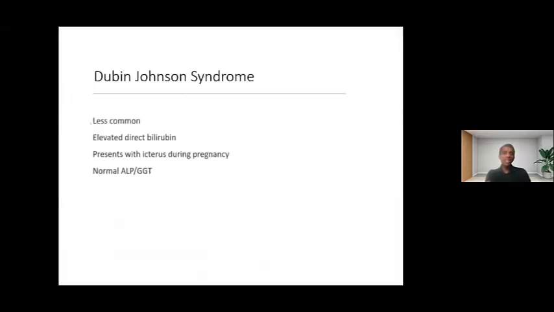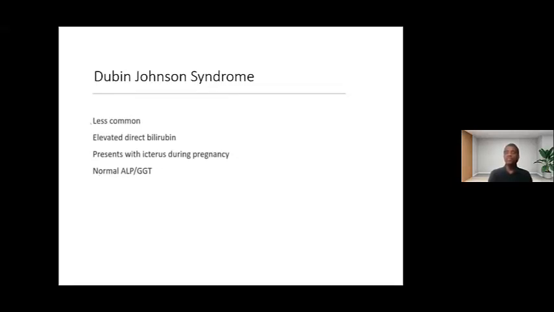So this is a direct hyperbilirubinemia, Dubin-Johnson syndrome. It's not very common, and there's elevated direct hyperbilirubin, and it commonly presents with icterus during pregnancy, and they have normal ALP and gamma GT. But the problem is during pregnancy you will anyway have elevated alkaline phosphatase due to the placental secretion.